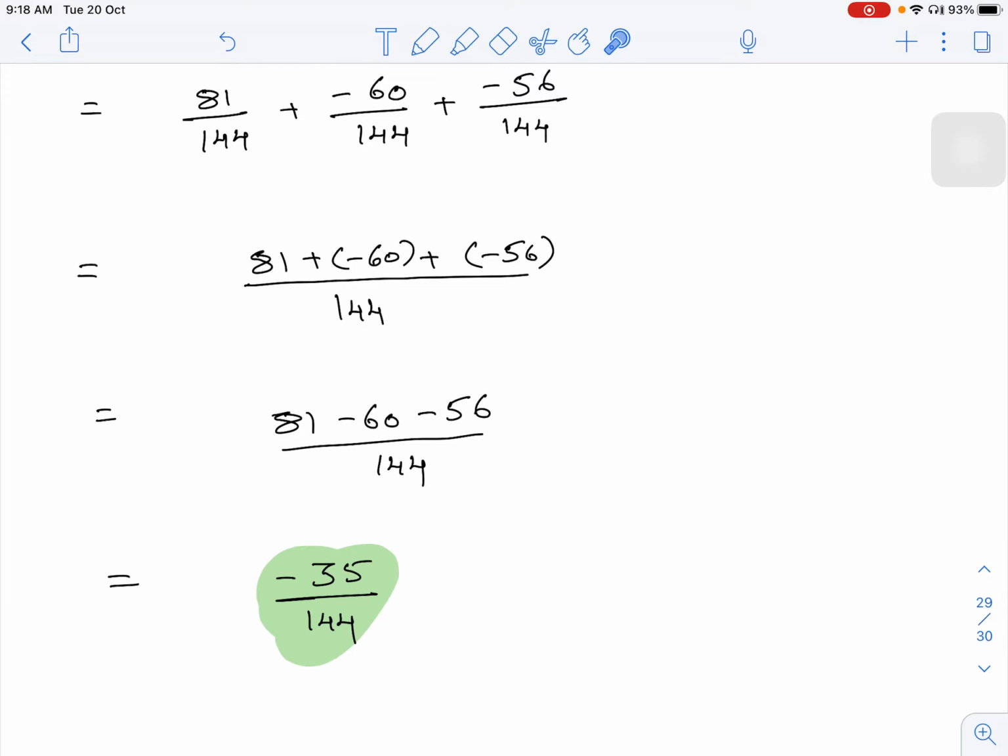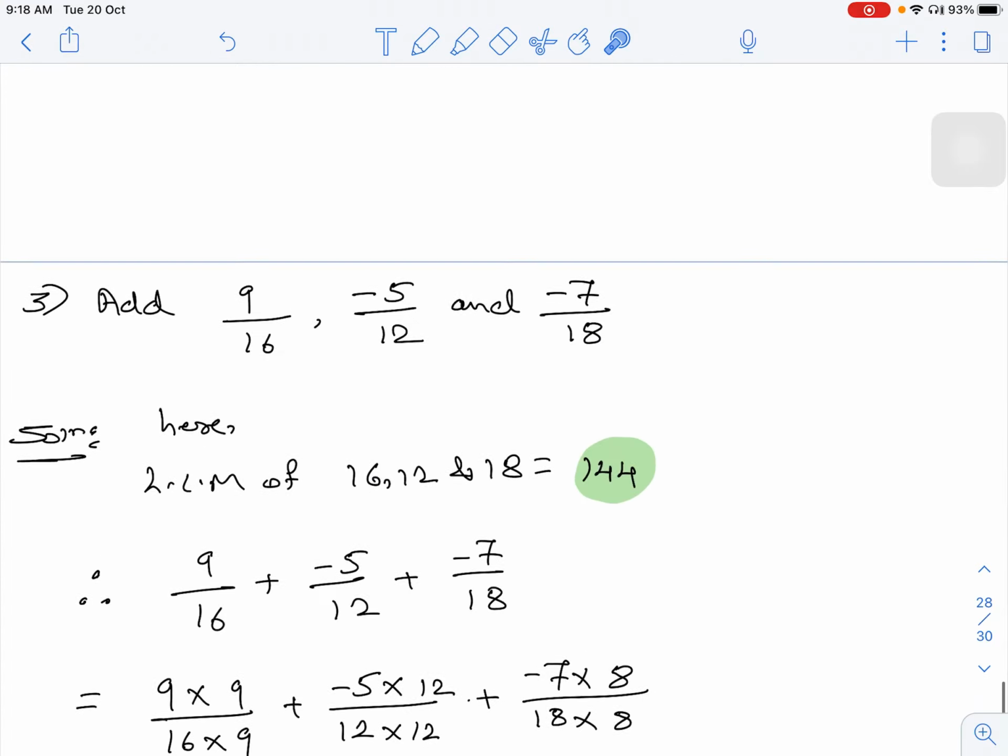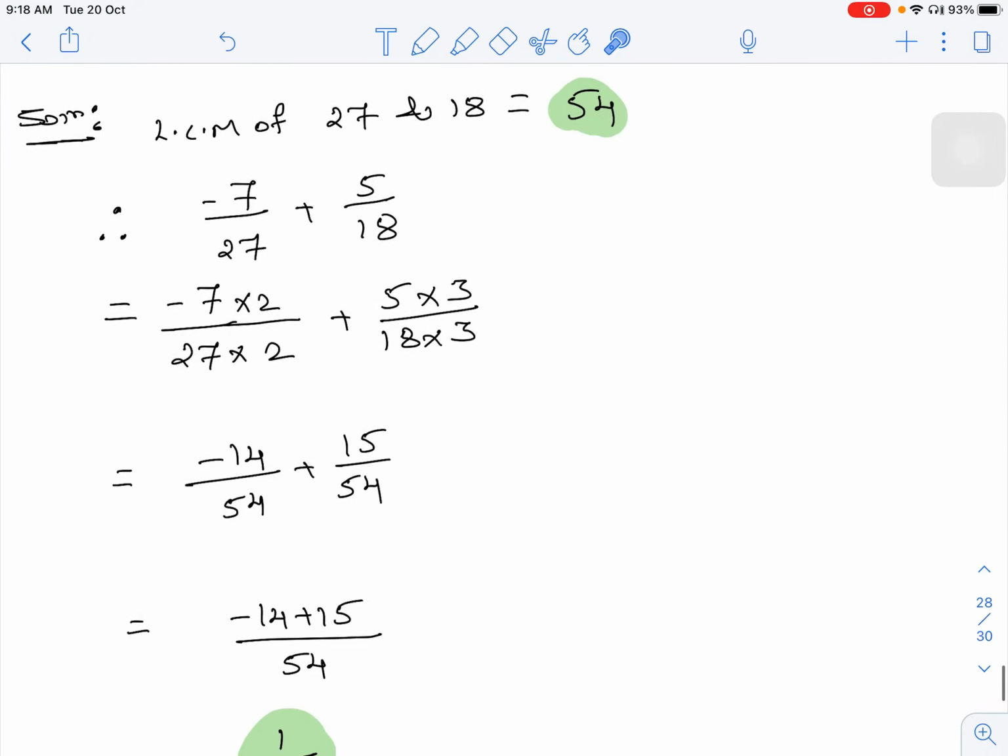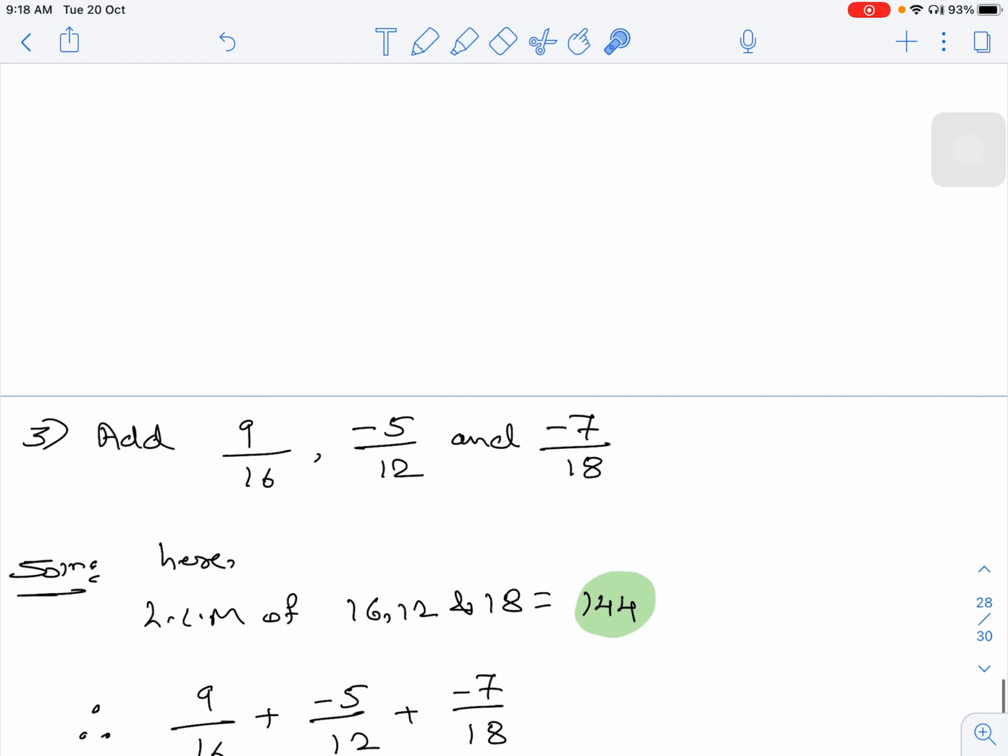Okay, so in this way we have learned about addition of rational numbers. The only thing we have to focus on is that while adding or subtracting rational numbers, the denominators must be the same. If they are not the same, we have to make them the same by finding their LCM.